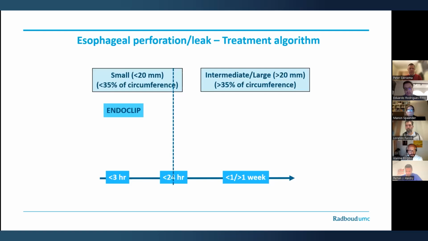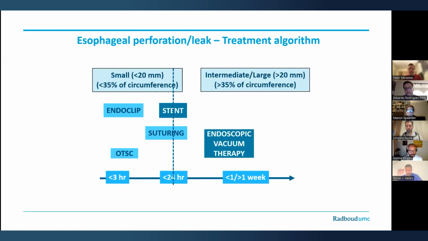For small lesions, endoclips can be used, of course, as we usually do also. OTSC can be used for leaks smaller than 2 centimeter. Suturing, you have seen. Stent placement, you have also seen. Endoscopic vacuum therapy, you have seen. And finally, there's always surgery when this is all not effective in a patient. And again, this is less and less common these days with all these devices that are available.